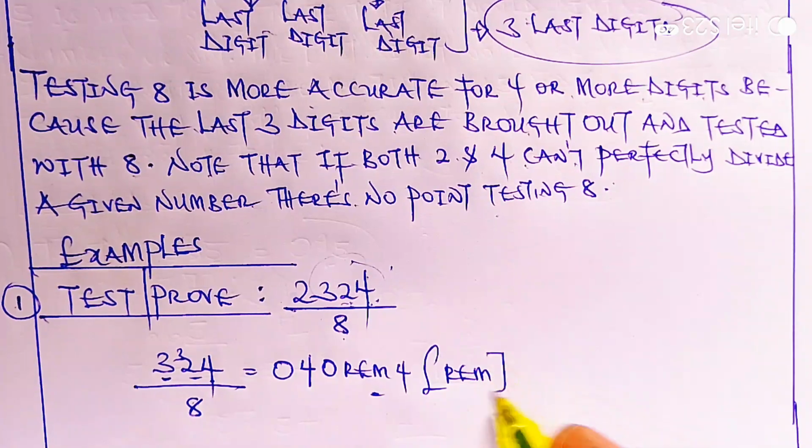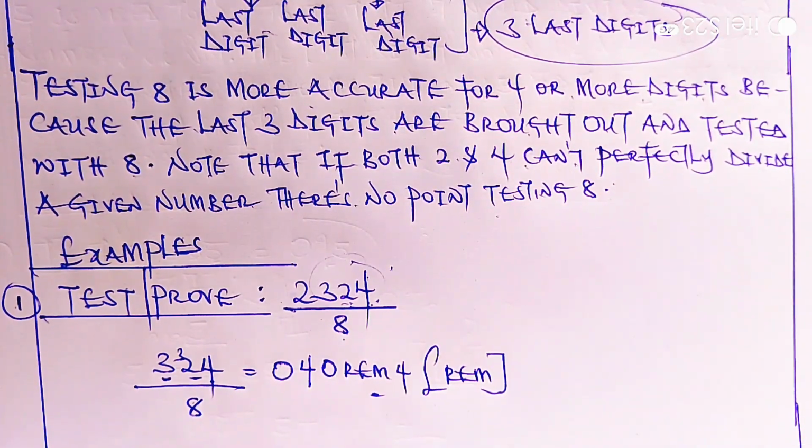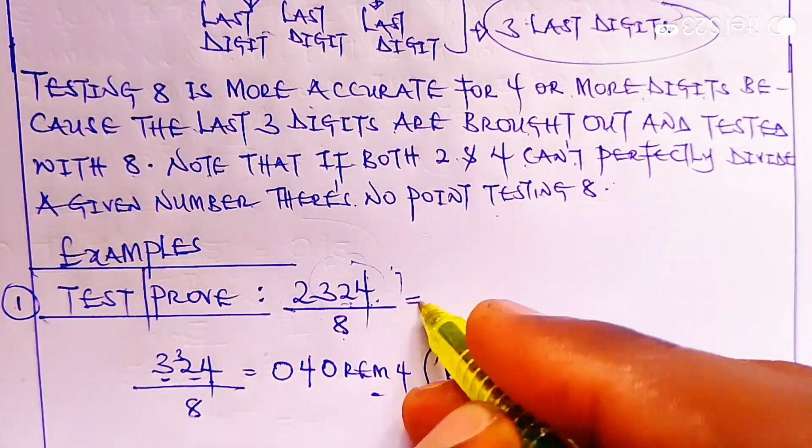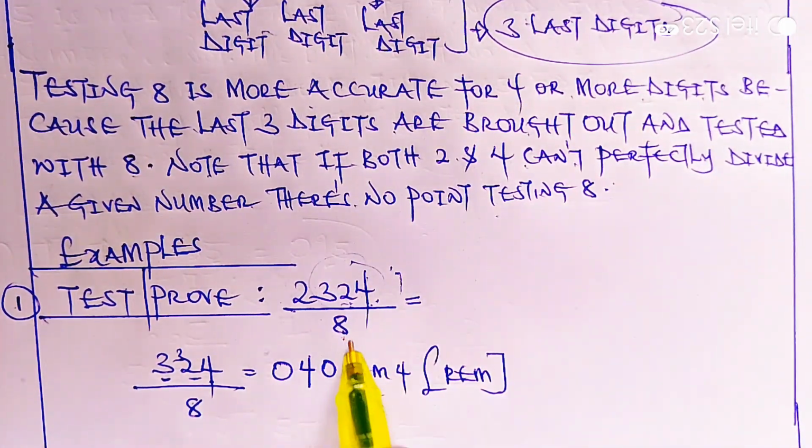So what does this mean? It means that even though 4 and 2 can divide a given number, it does not mean that 8 will divide such a number. So for you to tell if 8 will divide a number, bring out the last 3 digits. So let's divide. I'm going to be dividing one digit at a time.